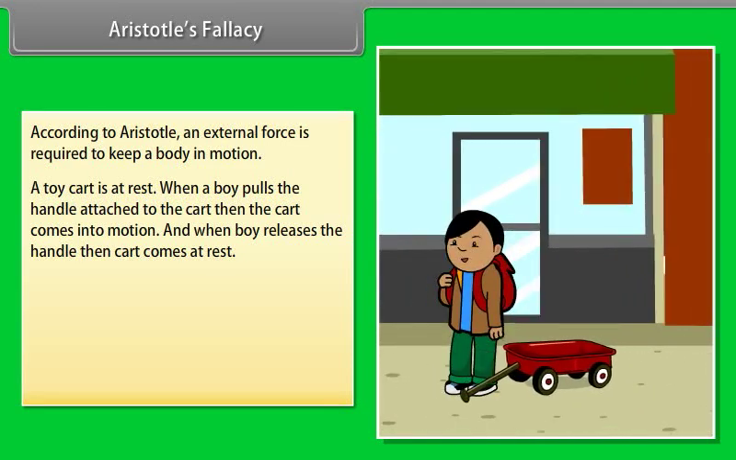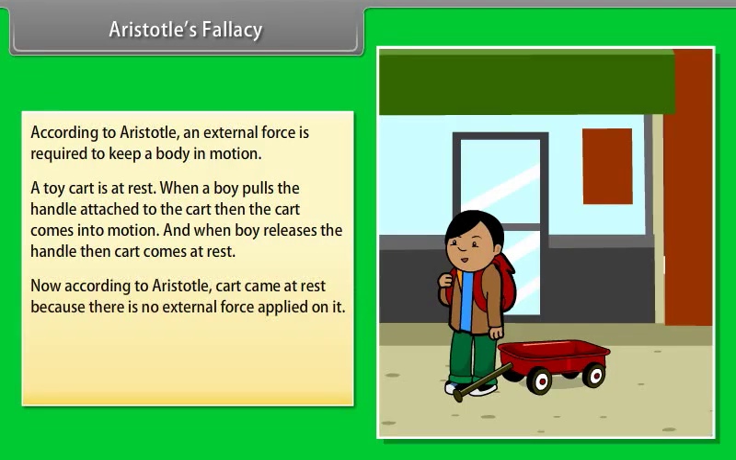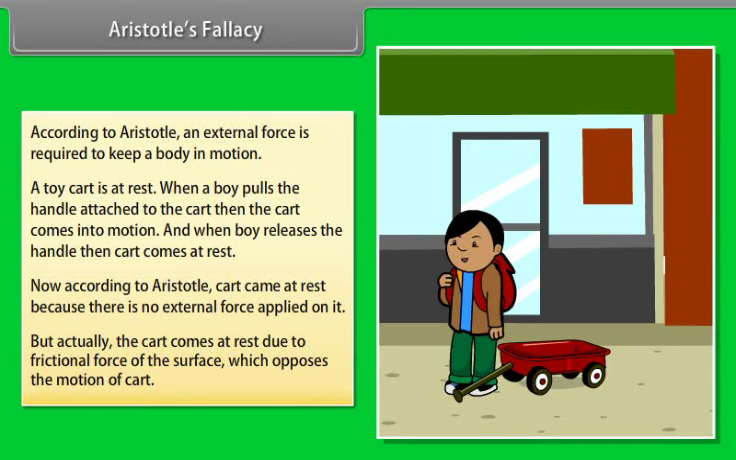And when the boy releases the handle, the cart comes to rest. Now, according to Aristotle, the cart came to rest because there is no external force applied on it. But actually, the cart comes to rest due to the frictional force of the surface, which opposes the motion of the cart.